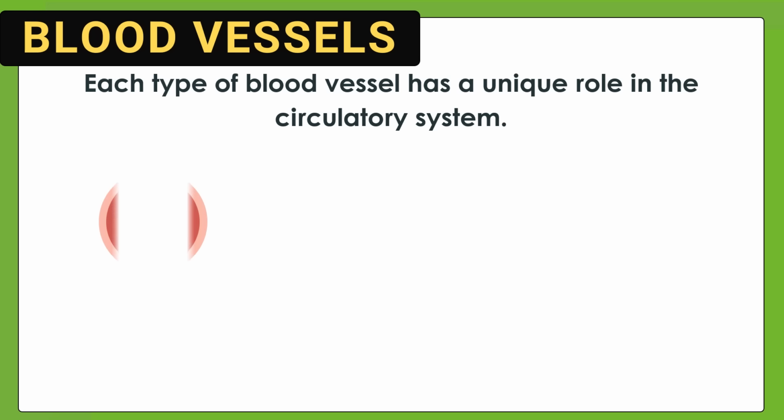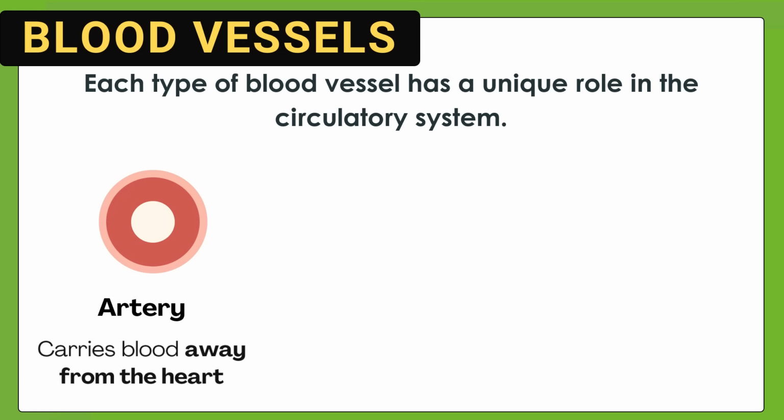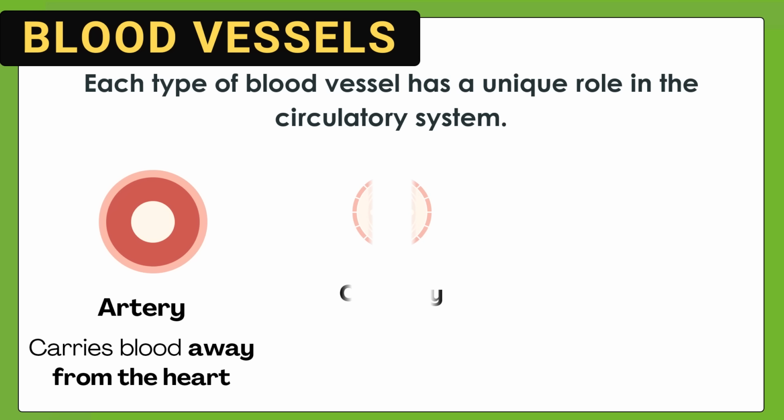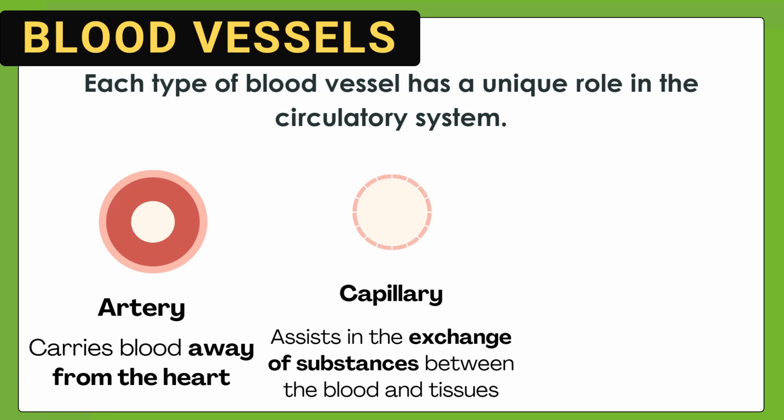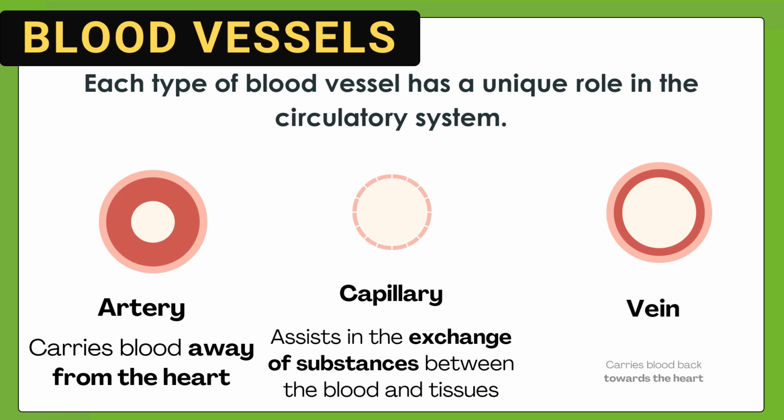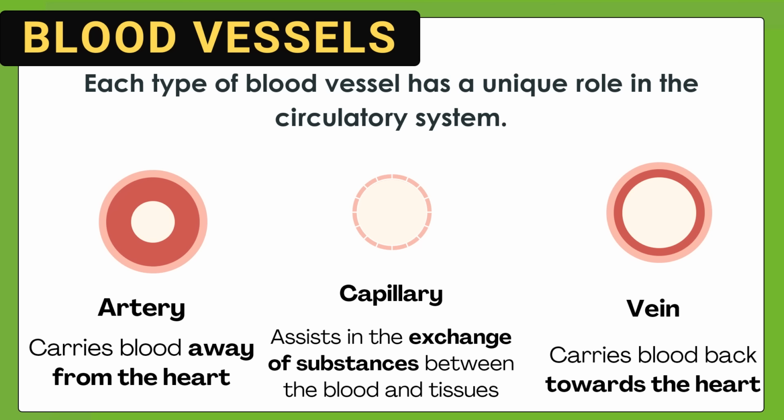Let's have the first one, artery. Carries blood away from the heart. Second is capillary. Assists in the exchange of substances between the blood and tissues. Third is vein. Carries blood back towards the heart.